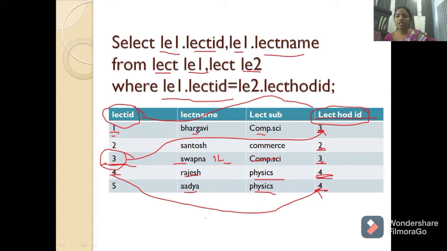So who are the HODs in this table? Lecturer number 2 is HOD, 3 is HOD, 4 is HOD. Yes or no? That means you should have the same numbers, 2, 2, 3, 3, 4, 4. And 1 and 5 are not HODs. They are only lecturers. So you are getting a different HOD number for lecturer numbers 1 and 5.